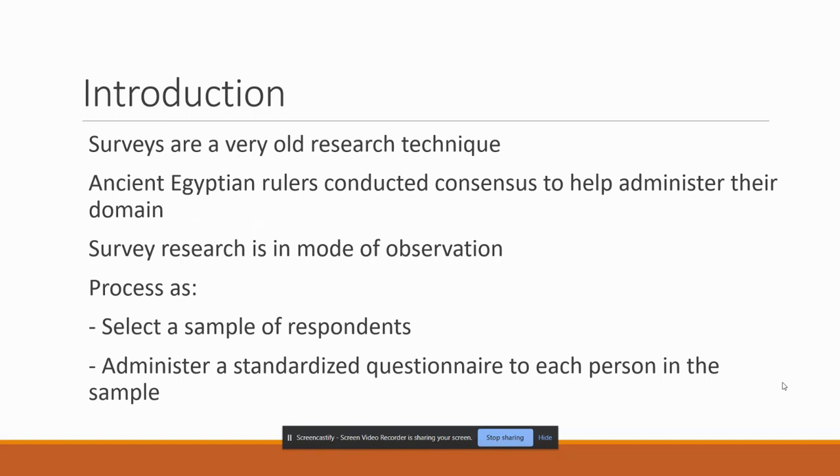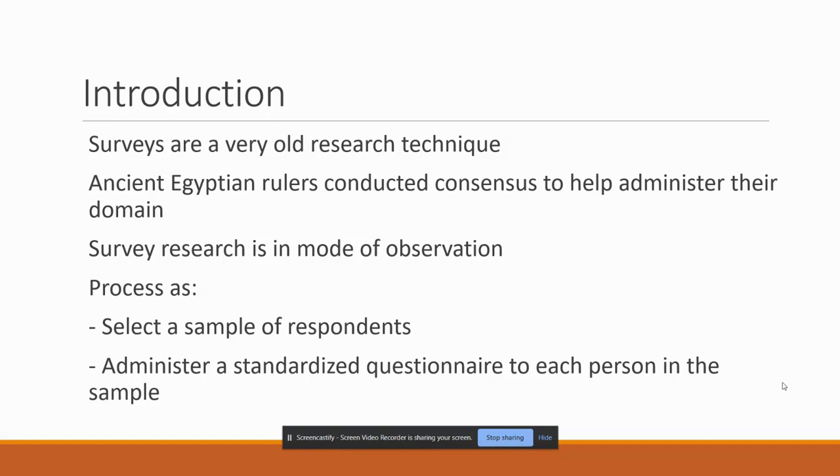Survey itself is known as a very old research technique, because it goes back to ancient Egypt, where they conducted the census to help administer their domain. The census is a way of getting more voices or more supporters on the things that they are doing. To decide what to administer and what to control, they used the census, which is in the form of a survey like this, to help them make decisions.